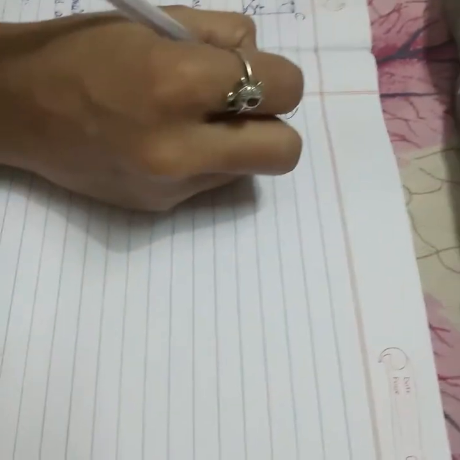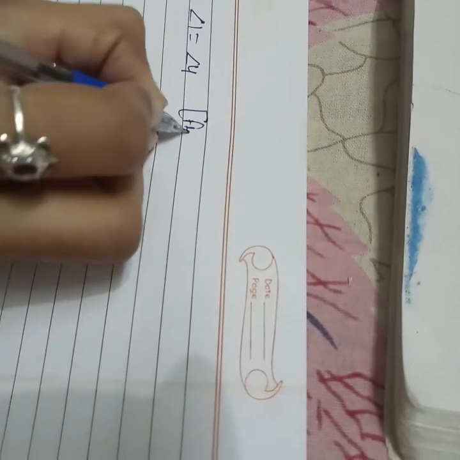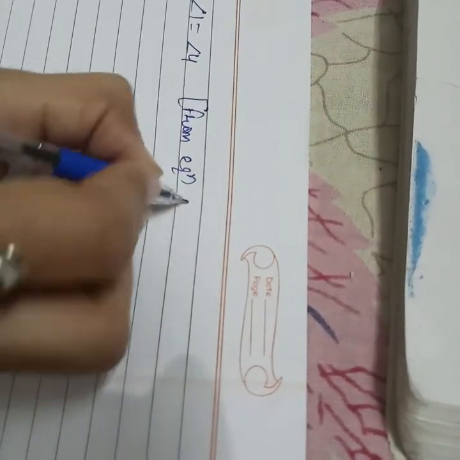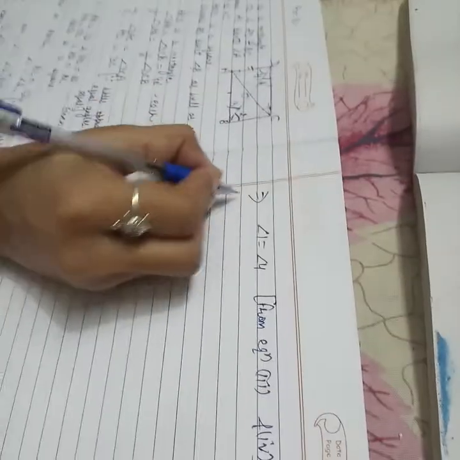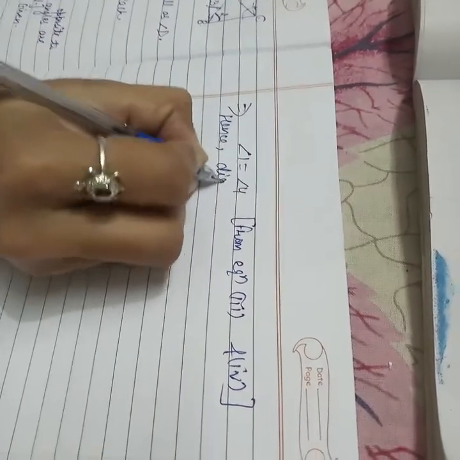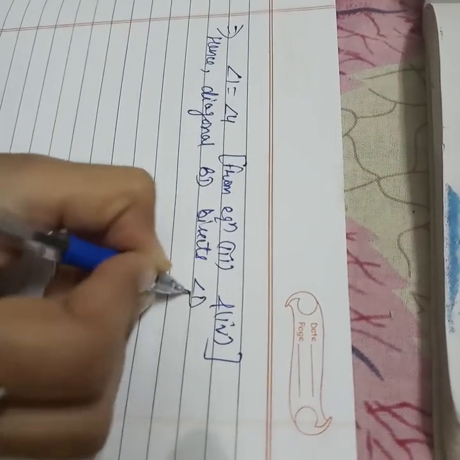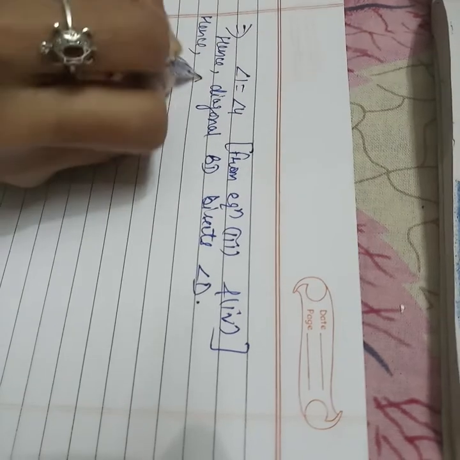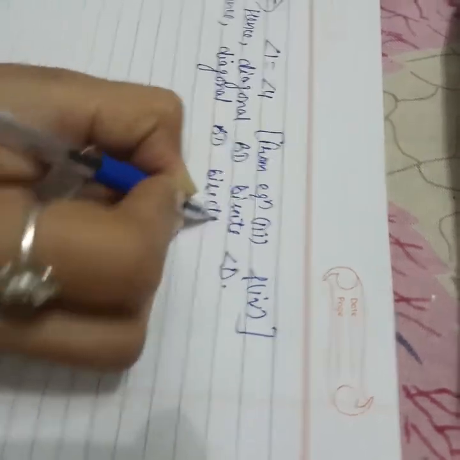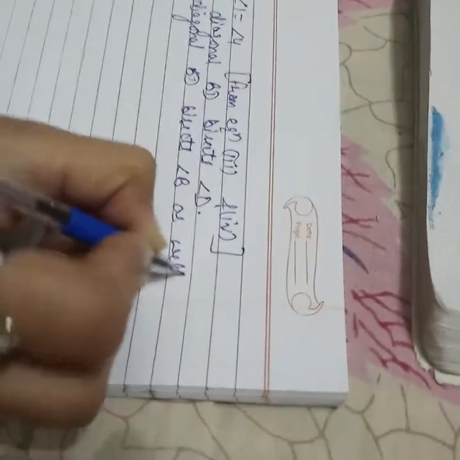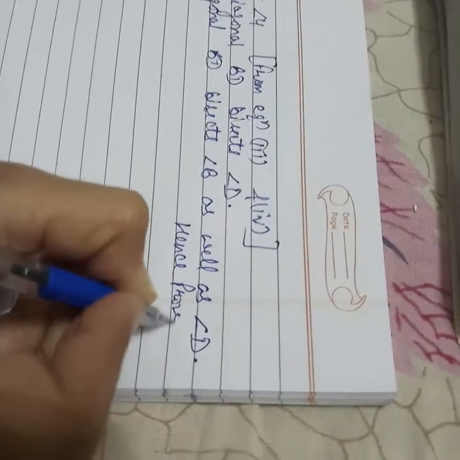Hence angle 1 equals angle 4 from equation 3rd and 4th. Angle 1 equals angle 4, hence diagonal BD bisects angle D. Hence diagonal BD bisects angle B as well as angle D. Hence proved.